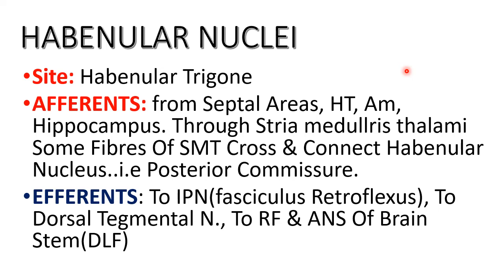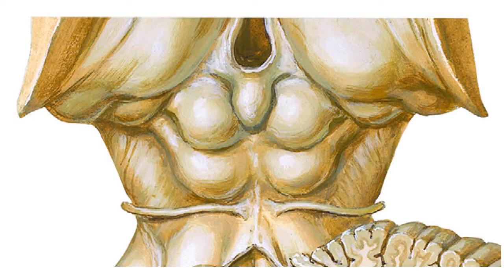Those are afferent connections and efferent connections. The afferent connections come from the septal areas and from the hypothalamus, amygdala, and hippocampus. These fibers pass through the striae medullaris thalami, and some fibers of the striae medullaris thalami cross and connect the habenular nuclei, which is called the posterior commissure. What about the efferents? The efferents go to the interpeduncular nucleus, to the dorsal tegmental nucleus, and to the autonomic nervous system of the brainstem. So that is about the habenular nuclei. Yes, my dear friends, I have discussed the habenular trigone and the habenular nuclei which are located in it.